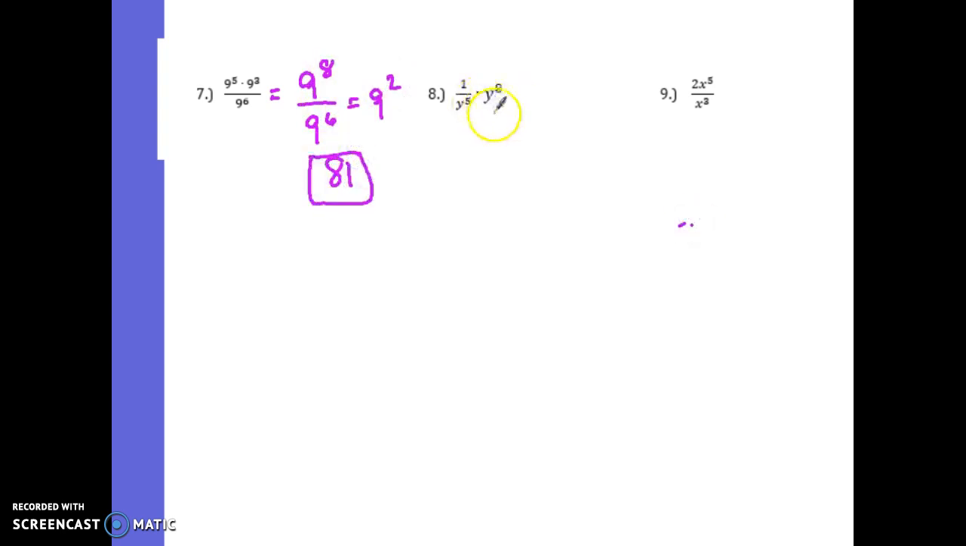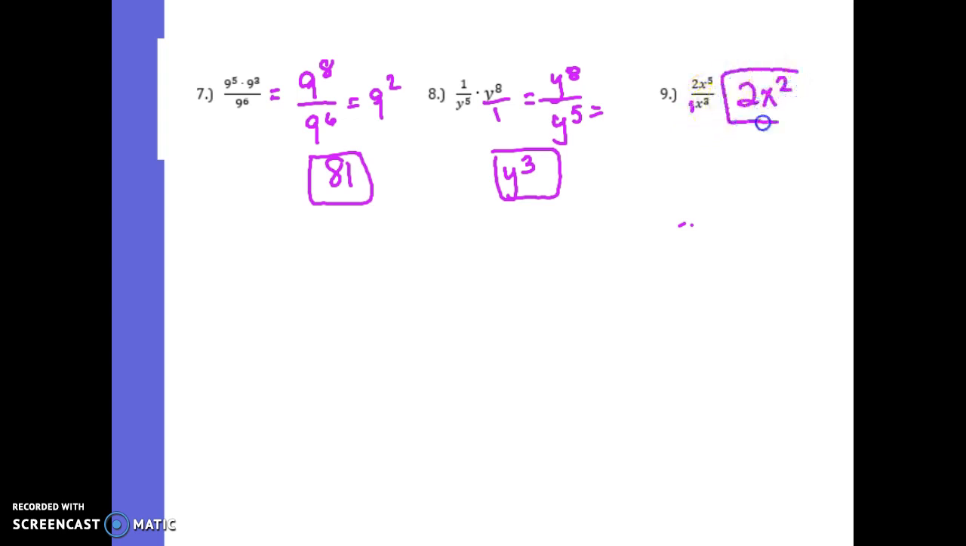Here's another fraction one. Again, I'm going to put this over 1, go straight across. I'm going to get y to the 8th divided by y to the 5th. 8 minus 5 is 3, so we end up with y to the 3rd, or y cubed. Now when I have a coefficient here, 2x to the 5th, it's just like dividing, but our coefficient for the denominator is actually 1. So 2 divided by 1 is 2, and x to the 5th divided by x to the 3rd is just x to the 2nd.